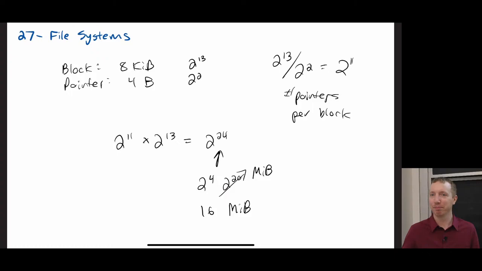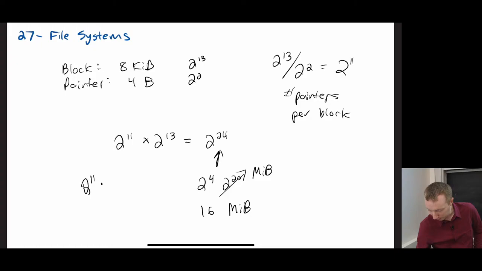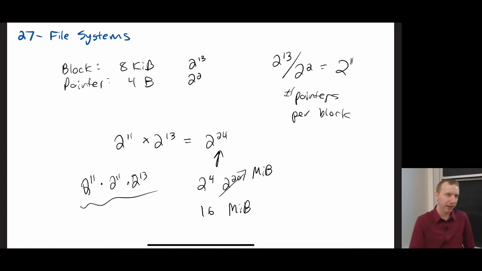Sounds lame. So what we'll get into in the next lecture is the same idea as with page tables. I could just have a block of pointers that point to another block of pointers. And then that would be 2 to the 11 times 2 to the 11 if I just do two levels. And suddenly that's a lot bigger of a file. That would be like 32 gigabytes, which would be slightly better. But that's going to be the idea for the next lecture. That's why we do page tables first, because that idea constantly gets reused.